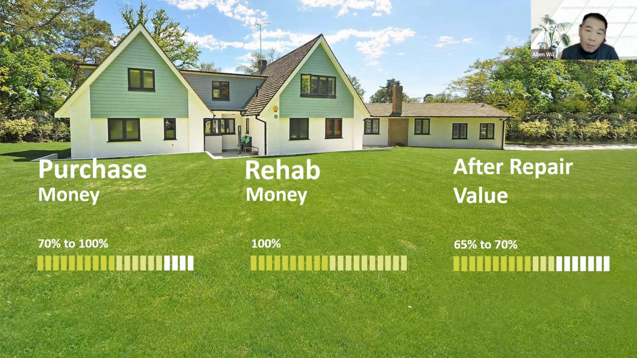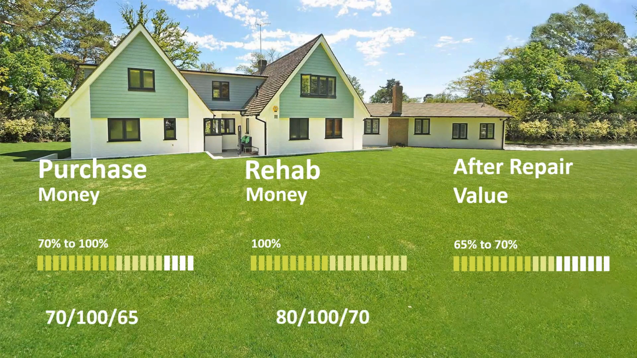So what is 70% of $500,000? $350,000. Am I right? So now what is the total budget? The total budget is $300,000. So in this case, they're okay. You can get the maximum out of it. I'm not saying that you can get 100% of it, that depends on experience, but still you will get the maximum. So that's why oftentimes you hear something like 70/100/65, meaning that they give you 70% of the purchase money, 100% of the rehab money, and 65% of the ARV value.